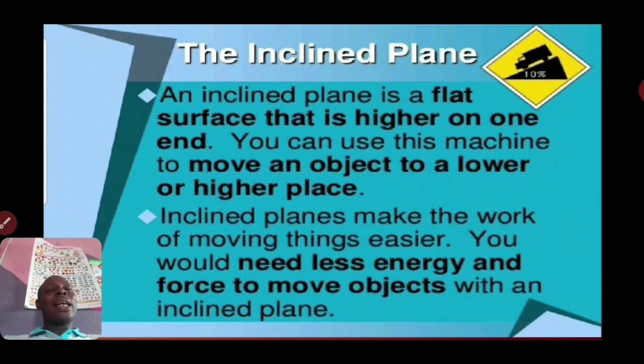The next is the inclined plane. An inclined plane is a flat surface that is higher on one end. It goes up. You can use the machine to move an object up and down. When you're using an inclined plane to move anything up, it becomes easier for you to climb up. Do you understand that? Okay.